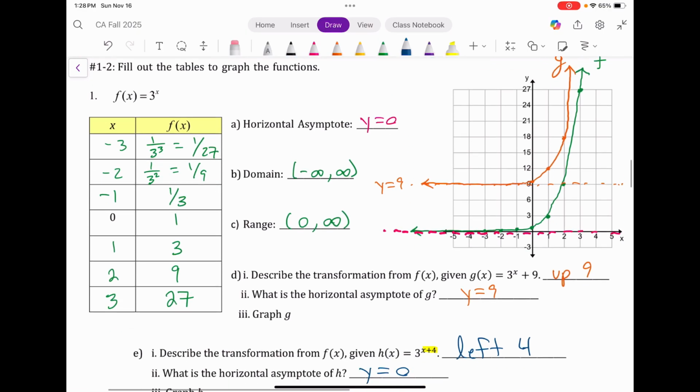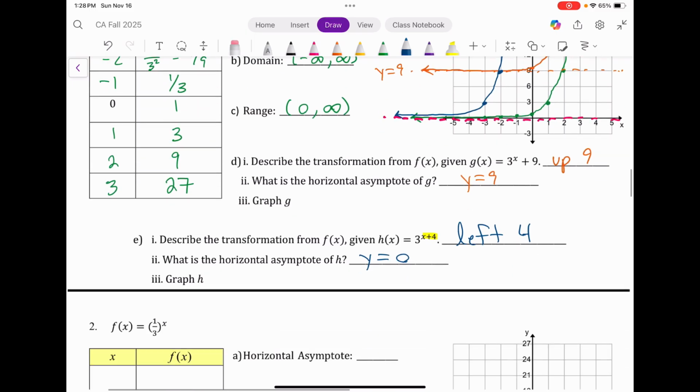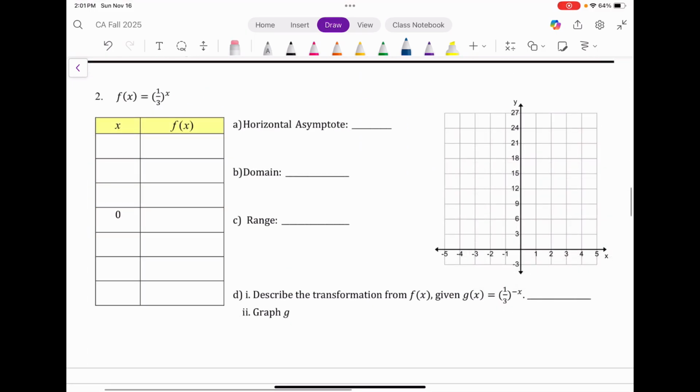So we're going to take all the green points and move them to the left 4 if we can. And that'll be the new graph. Again, it will not pass 0 on the left. So this is H. On number 2, we're dealing with a base of 1/3 to the power of x.